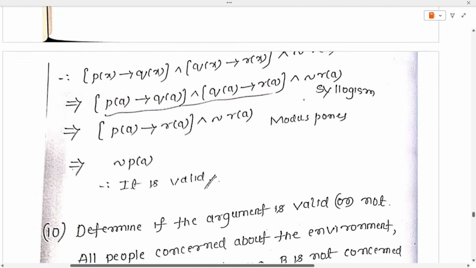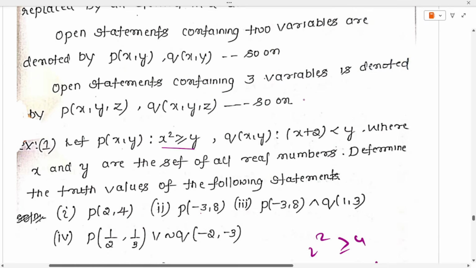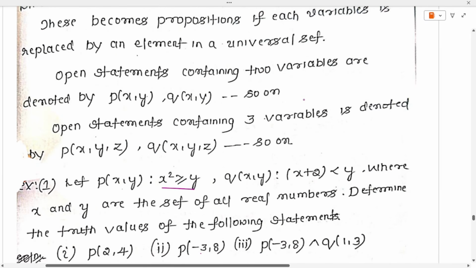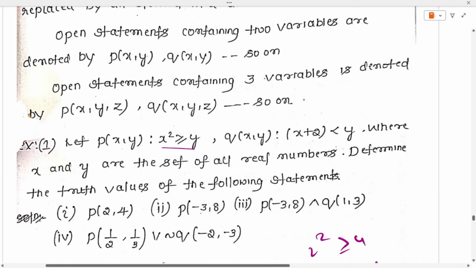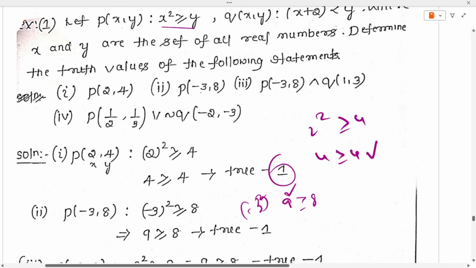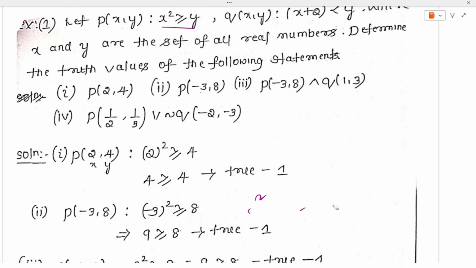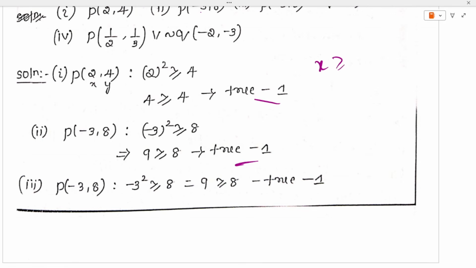Next is the method of proof and disproof concept I'll be explaining. One of the repeated concepts is this: when they have given x square is greater than or equal to y, and x plus 2 is less than y, if you substitute the values of x and y that they have given, you will get the value as true.